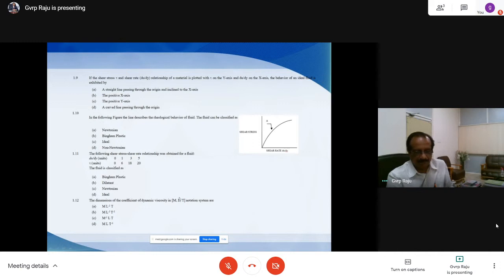Similarly for time, for example, acceleration or velocity. Velocity is meters per second. The unit of velocity is meters per second.